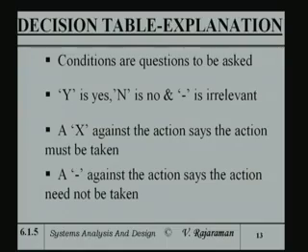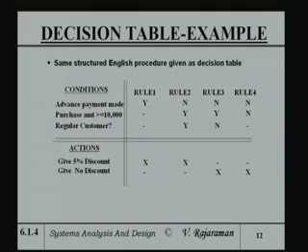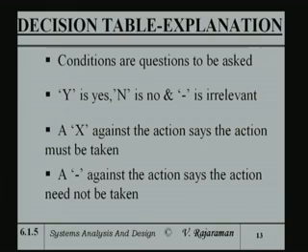So, conditions are questions to be asked. Yes is yes, n is no, dash is irrelevant. An x against an action, if I put an x against an action, that means that action is to be taken, give 5% discount. In the first two rules I put an x against the give 5% discount, and in the last two rules I say give no discount. So, you use actually a cross against actions which are to be taken and a dash against actions which need not be taken or which are not really taken.